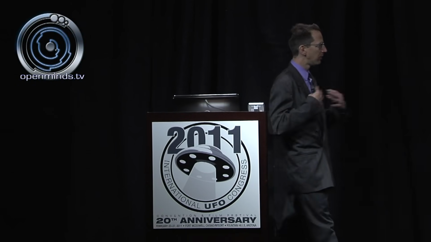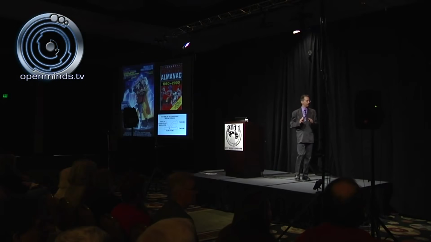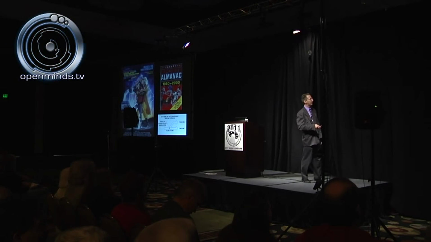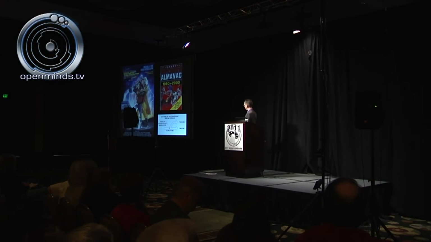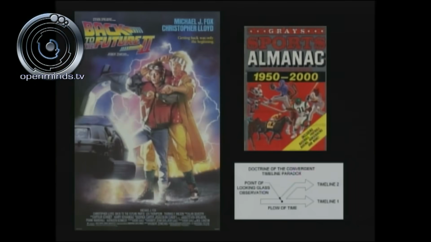Now, when we talk about time travel and the doctrine of convergent timeline paradox, in my assessment, there is no better illustration of this concept than the movie Back to the Future 2. And they talk about this in that movie. So just to illustrate this, on the bottom here we've got something called the flow of time, representative of the bottom arrow, or timeline 1. That's the timeline we're on.